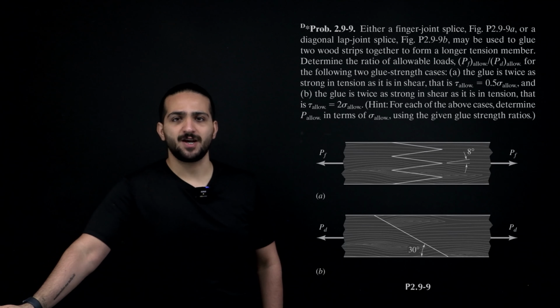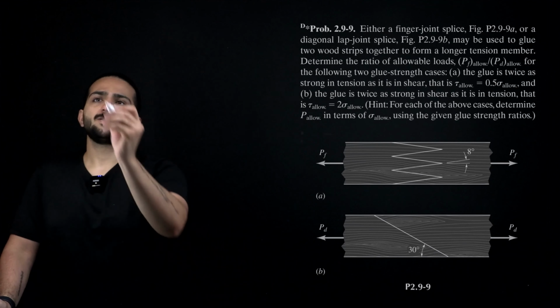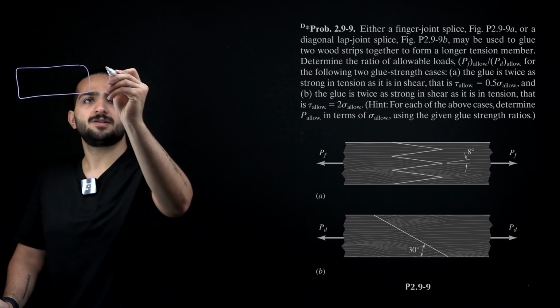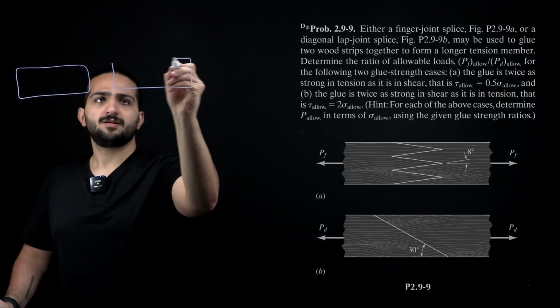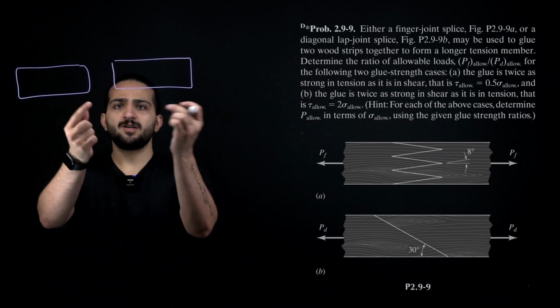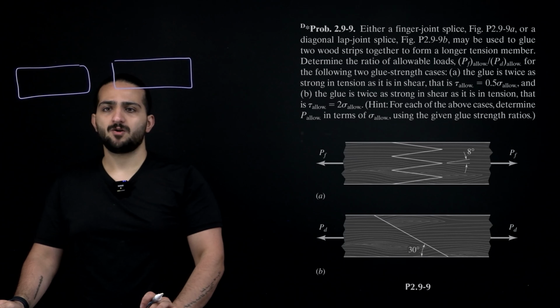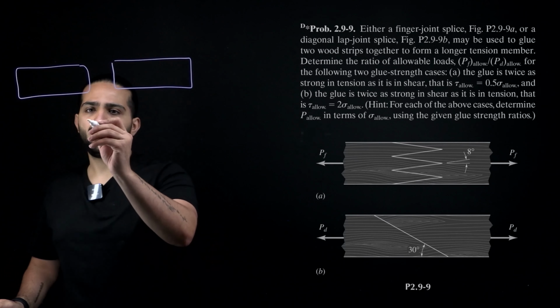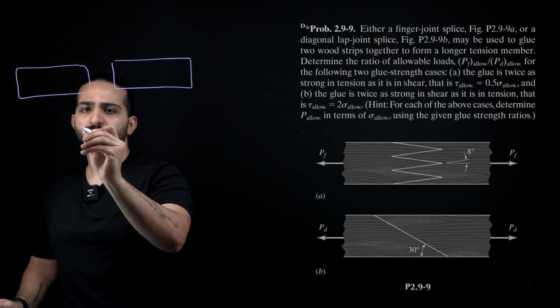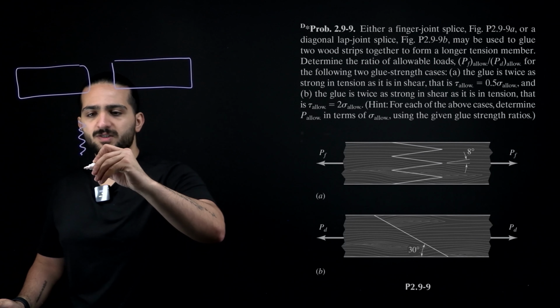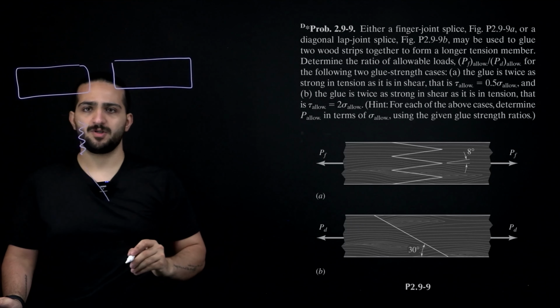Let's read the question together. Okay, so here we have two wood strips, and we're going to glue these two wood strips together. So we have two options. One is using finger joint splice, and one is using diagonal lap joint.